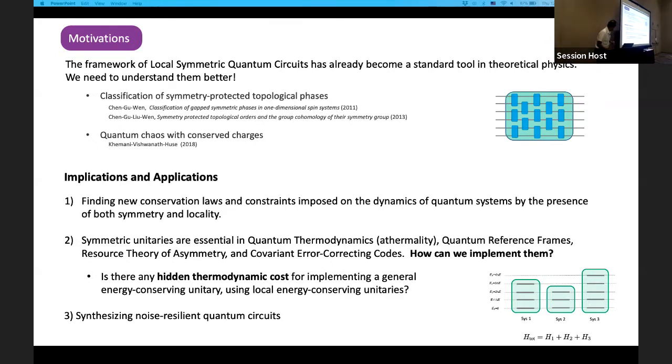And the final motivation that I discussed in the paper, but I don't have time to discuss here, is synthesizing noise resilient quantum circuits. Generally, we can take advantage of symmetry to design more noise resilient quantum circuits.